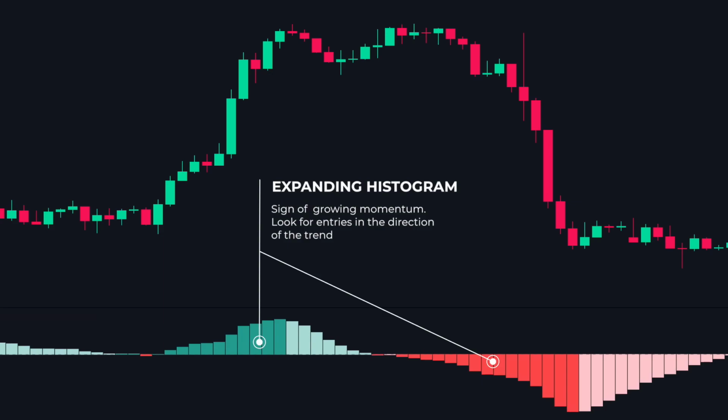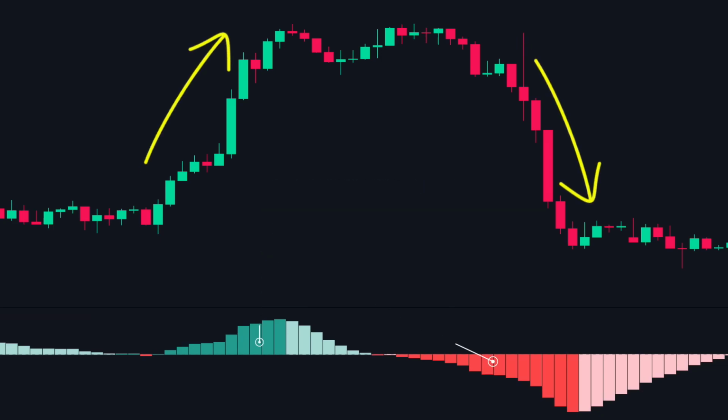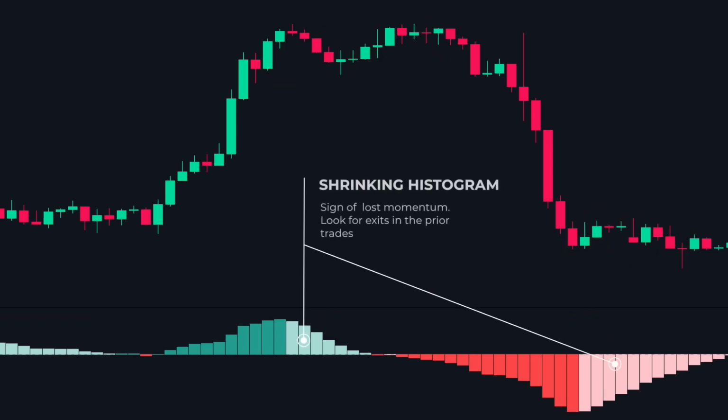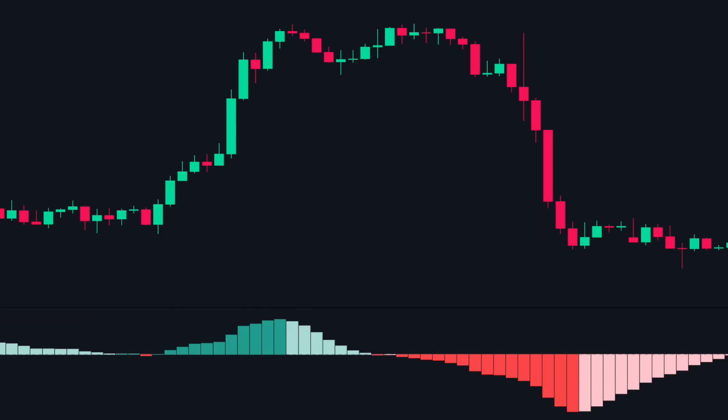Therefore, if the histogram is expanding, we should look for entries in the direction of the trend. As the trend gets weak, the histogram starts to shrink. This is a sign that the momentum of the move is lost, and the price might reverse or stay sideways. During such times, it is better to exit our trades and wait for the price to generate momentum again.